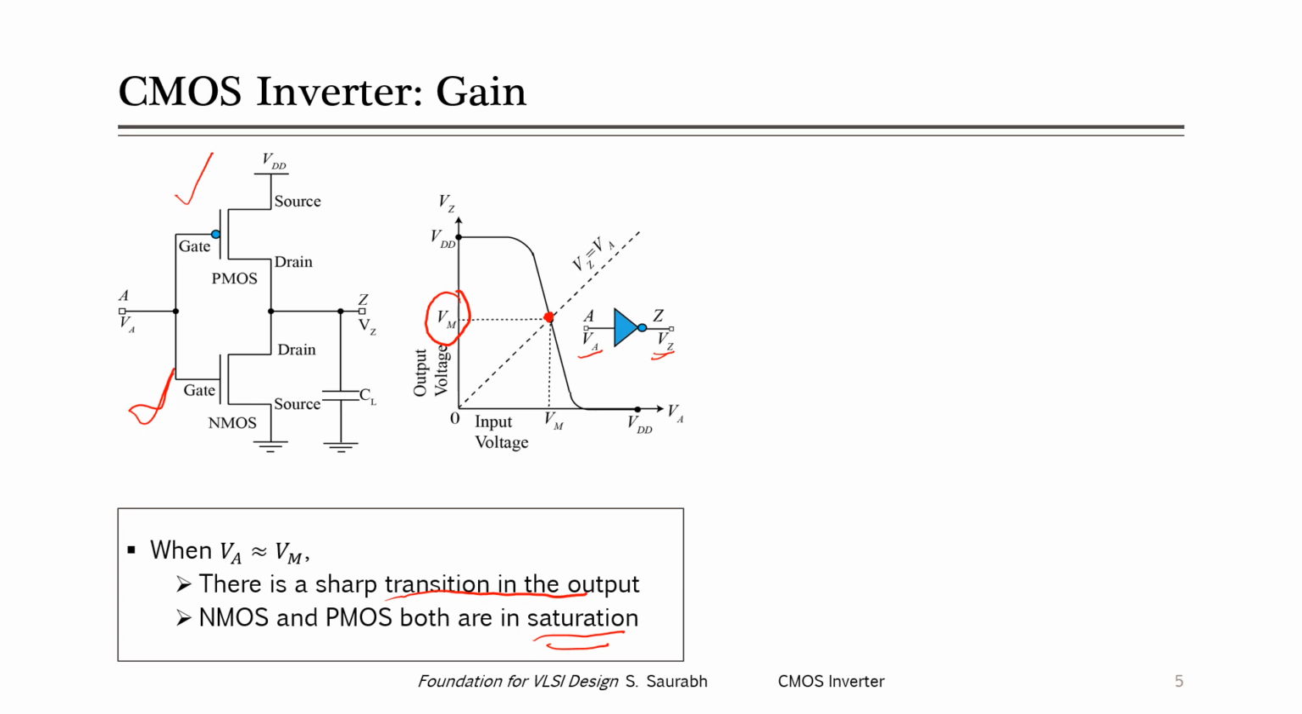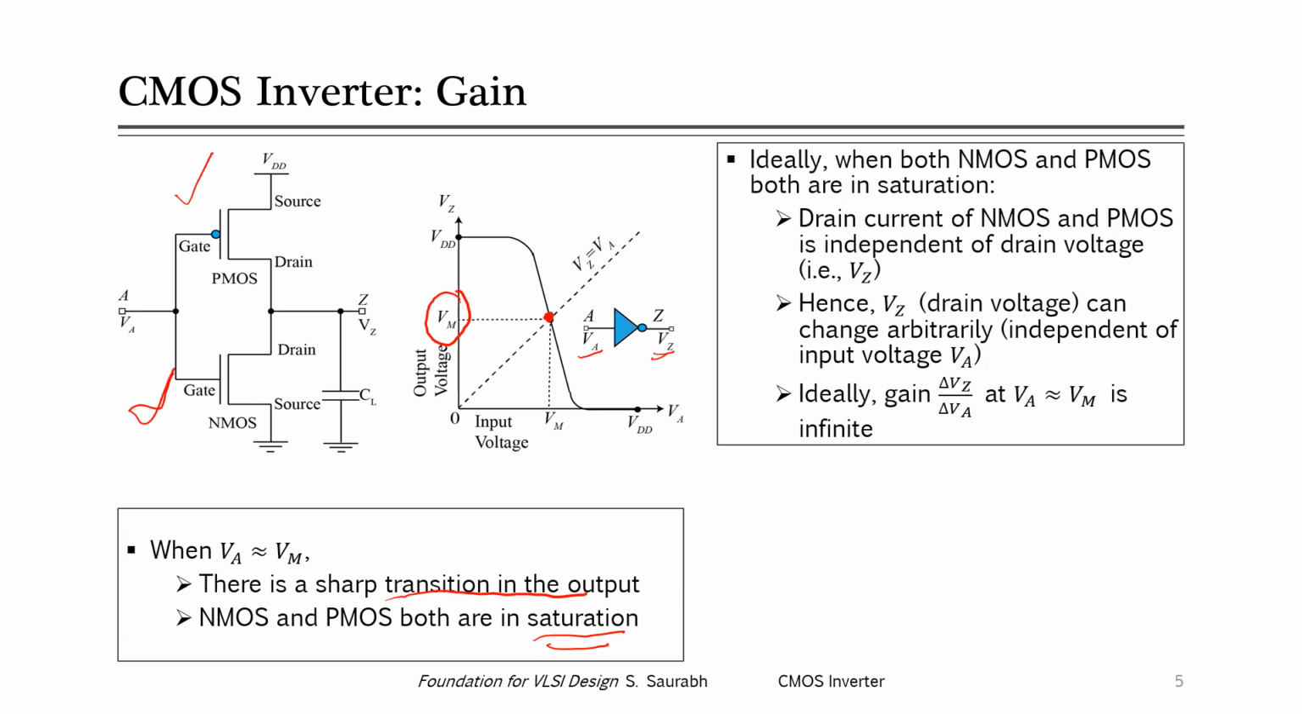Now what does that imply? When both NMOS and PMOS are in saturation, the drain current of NMOS and PMOS is independent of the drain voltage Vz, right? Note that the drain voltage is the Vz point, the output voltage. In the last lecture we had seen that if we draw the output characteristics of the MOSFET, with VDS on the x-axis and IDS on the y-axis, then in the saturation region the current is constant, independent of the voltage VDS. So VDS is nothing but Vz in this case.